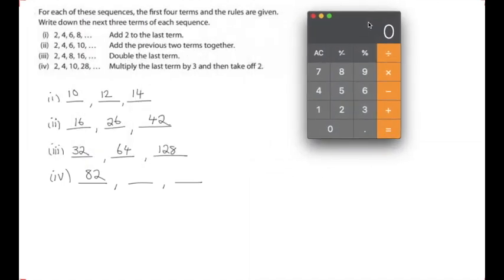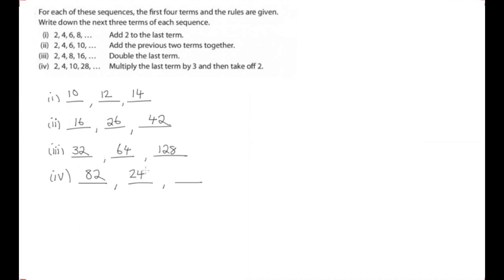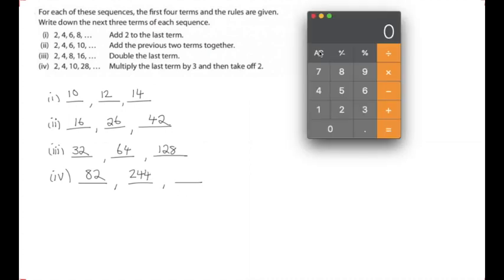All right. So multiply the last term by 3. So 82 multiplied by 3 equals 246 minus 2 equals 244. Okay, the next one, we get 244 multiplied by 3 equals 732 minus 2 equals 730. Okay, perfect. So we've answered all those questions.